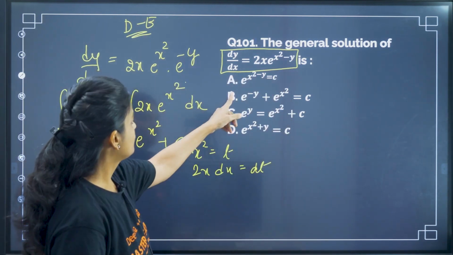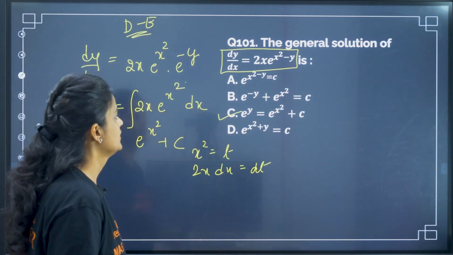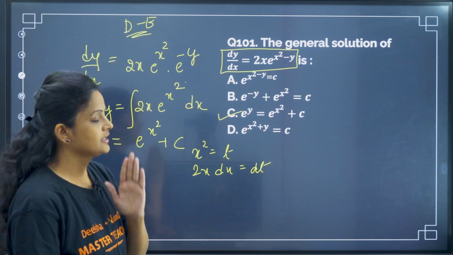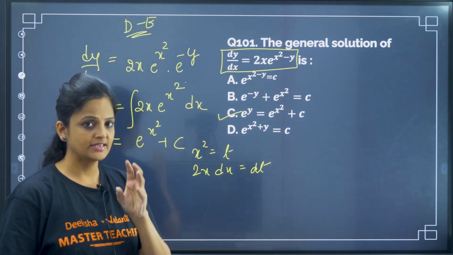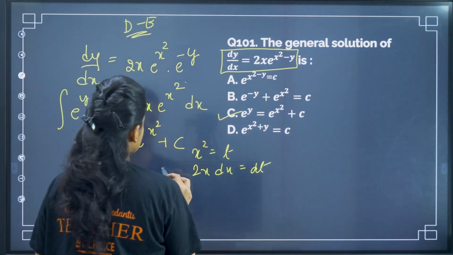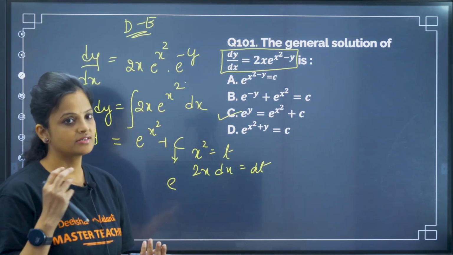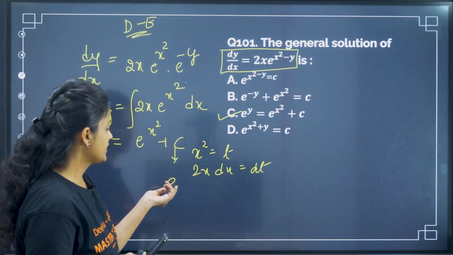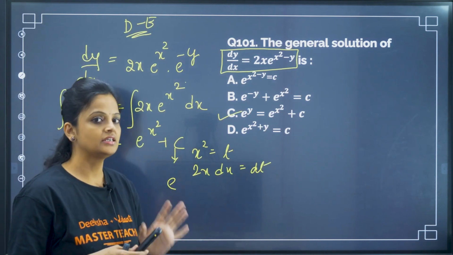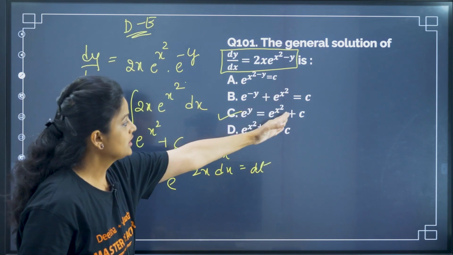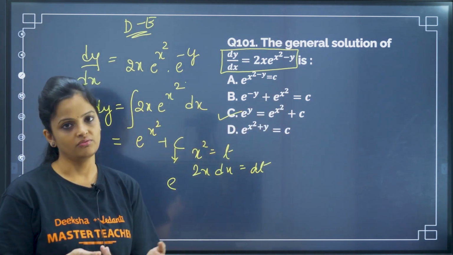E power y is equal to e to the power of x square plus c. Ma'am, can I take the constant also as the base e? Instead of writing c, can I write it as e? Yes, you can, because that is one constant. You are writing that specifically, that is e. E value is some 2.7 something. So if you write c, that is in general what we are writing.